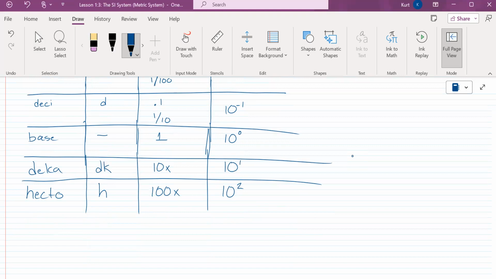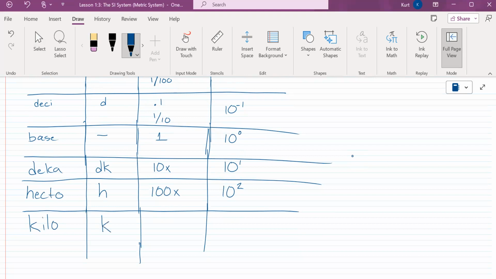Now, for all of you track kids or Gasparilla Distance Classic runners, kilo. Lowercase k. How many meters are in a kilometer? Don't say kilometer, say kilometer. 1,000. How many grams are in a kilogram? Right.